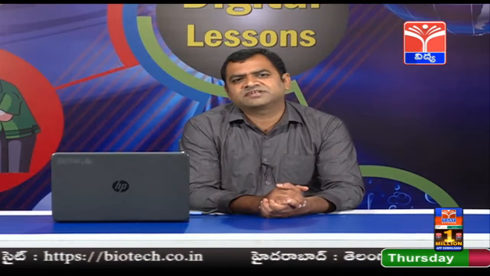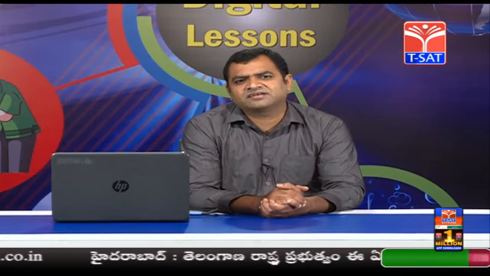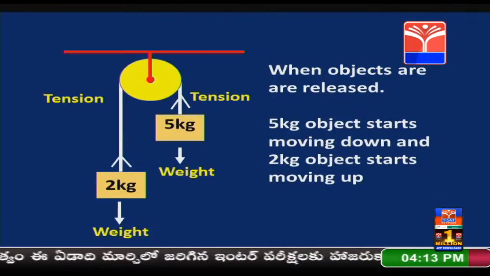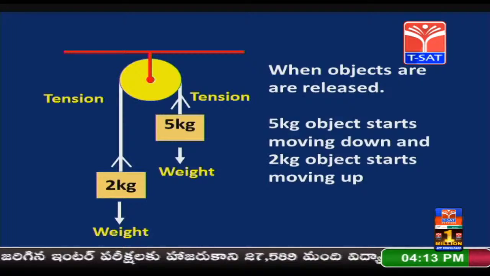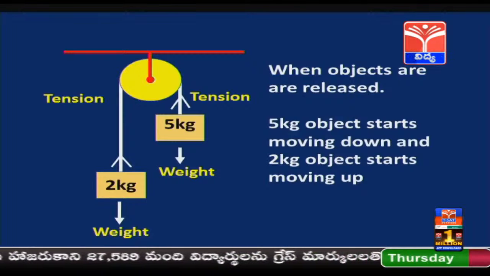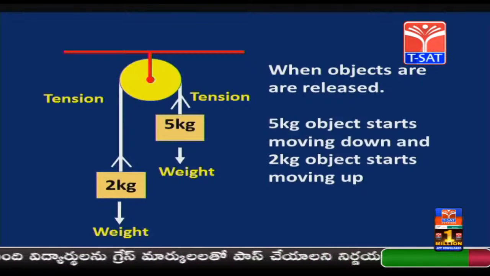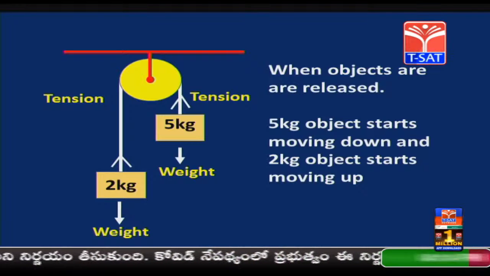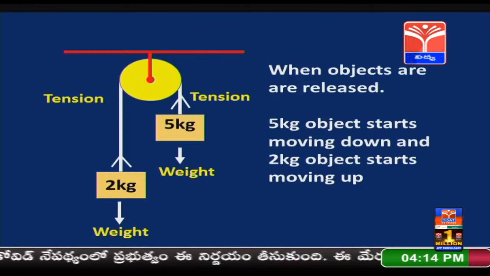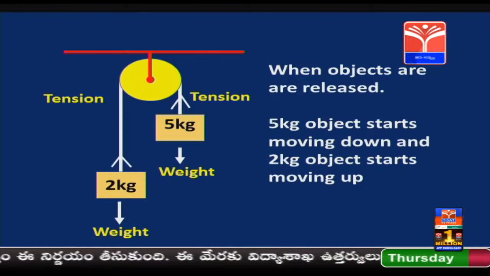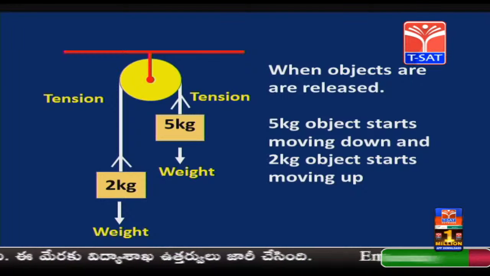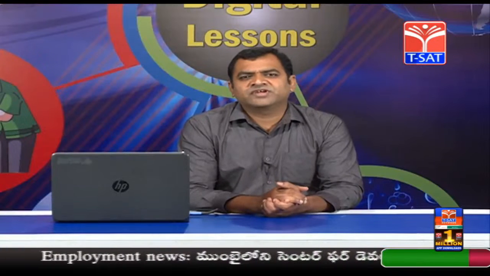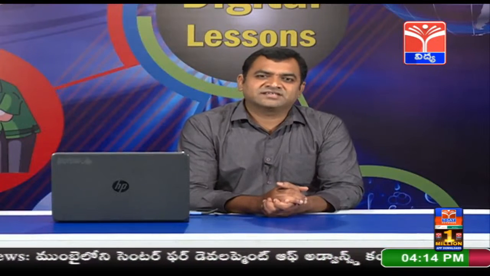In the same example, let us make a small change. We keep one object as 5 kg and the other object as 2 kg, and let us see what should happen. Here are 5 kg and 2 kg objects which are attached to a string and run over a pulley. When the objects are released, what will happen? Of course, because 5 kg is heavier, the 5 kg object starts moving downwards and the 2 kg object starts moving up. Not only moving, they also accelerate.